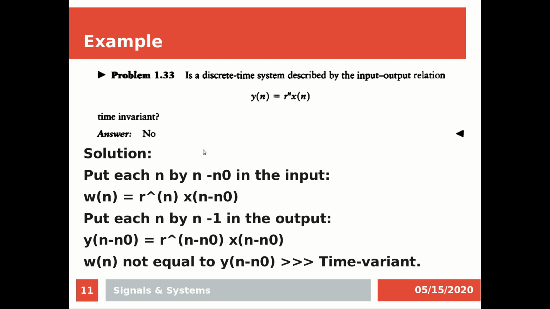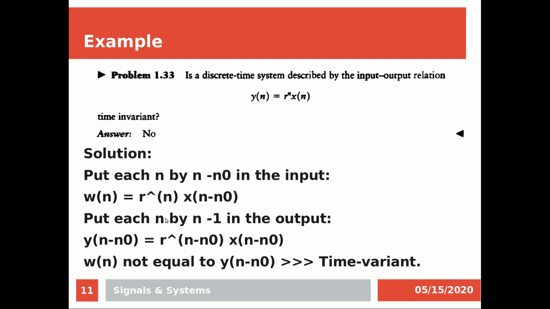Replace each n by n minus n0 in the input. I'm sorry for the writing, but n0 should be subscripted, a small zero under the n. I think you understand me. Now, where is the input? Only the input. I look at the input x of n. So w of n, a new version, equals r to the power n times x of n minus n0. Why didn't I change this n here? Because this is not the input; this is related to the output. So I just look at x. Where is x in my equation? I subtract n0 from n inside it. Then I will have this equation.